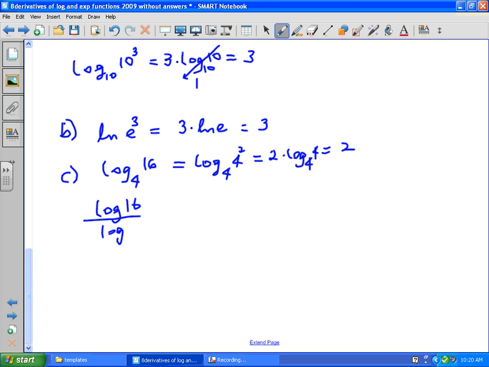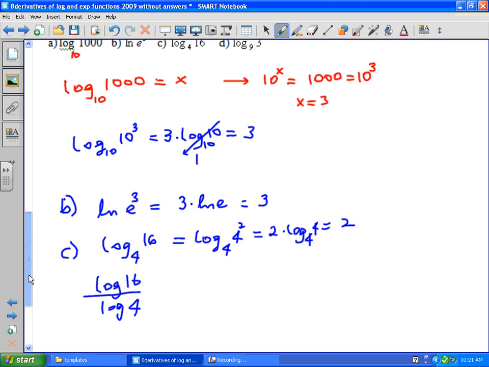So would you do that on the calculator, please? What do we get for log 16 over log 4? Make sure you close your parentheses after the 16. Did we get 2 once again? We should. We should be able to get 2 on the calculator also.